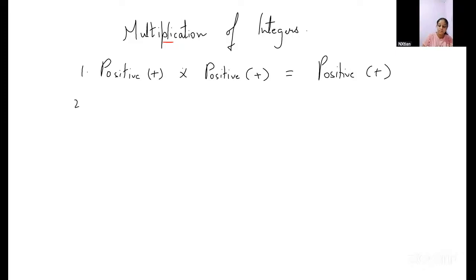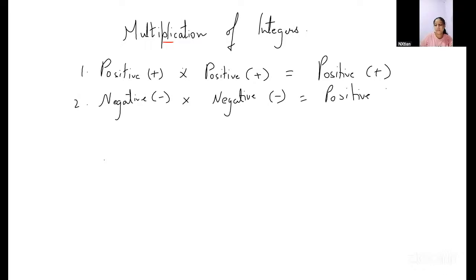Then when you are multiplying a negative integer with a negative integer, that time also the answer that you will get will be positive, because minus minus is plus. Okay. So on those four rules only, multiplication also operates. Okay. Third is when you multiply.